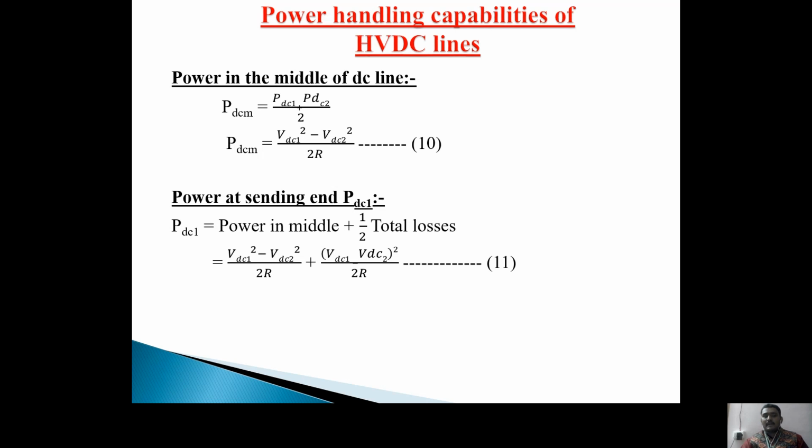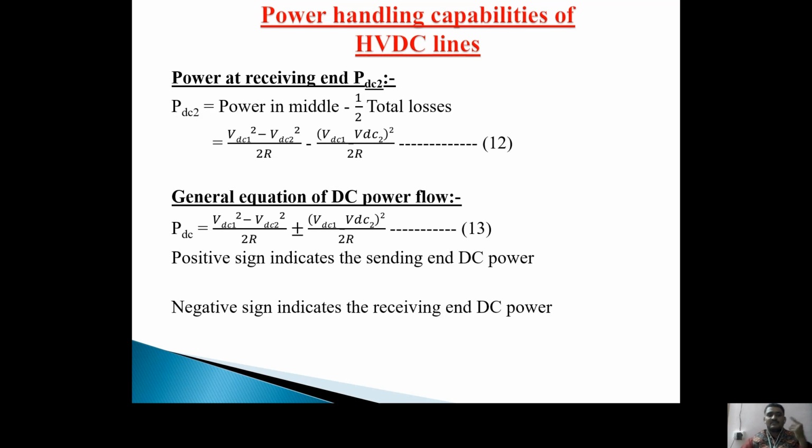And after computing the power in the middle of the DC line, by using this power in the middle of the DC line, we have to determine the power at the sending end, that is PDC1. That is PDC1 is equal to power in the middle plus half into total losses. So power in the middle is (VDC1 square minus VDC2 square) by 2R, plus half into total losses, that is the power losses, that is (VDC1 minus VDC2) square by R. Okay, we will rewrite that equation as (VDC1 square minus VDC2 square) by 2R plus (VDC1 minus VDC2) whole square by 2R.